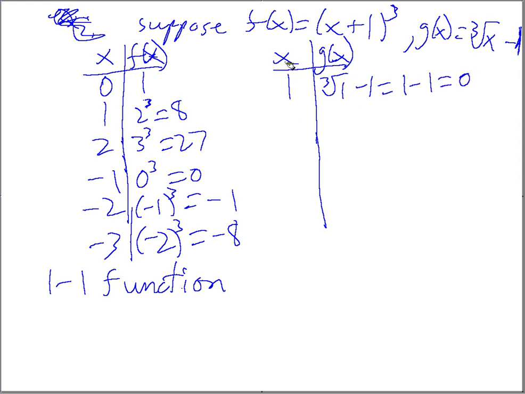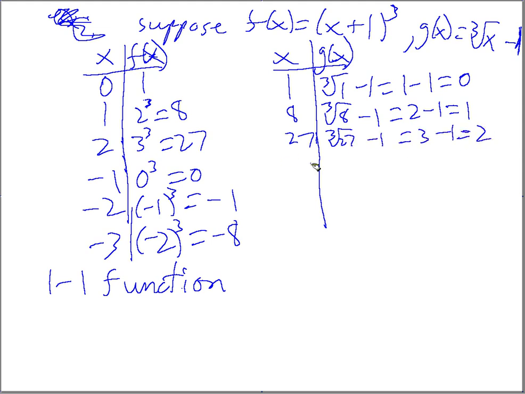Let's pick x to be 8, because that's a perfect cube. What's the cube root of 8, minus 1? The cube root of 8 is 2, minus 1 is 1. Let's pick 27 for x. Again, a perfect cube. What's the cube root of 27 minus 1? That's 3 minus 1, or 2.